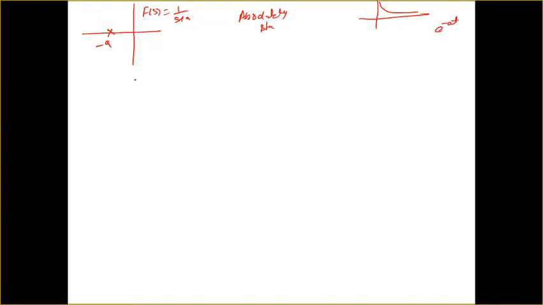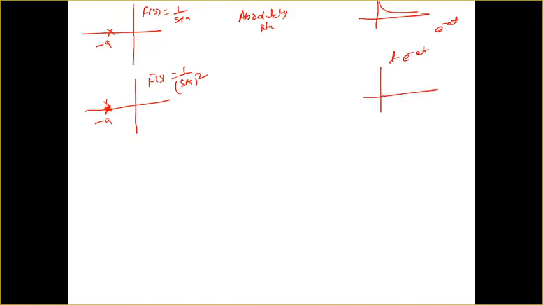Let's say if there are double poles lying at the same location, minus a. So what is this? This is F(s) equals, you can say, 1 upon (s plus a) whole square, if I'm not wrong. Yes or no? So if it is (s plus a) square, what is the Laplace inverse of this function? t e to the power minus at.